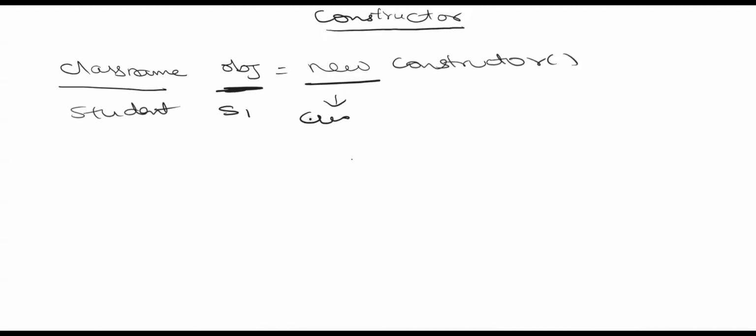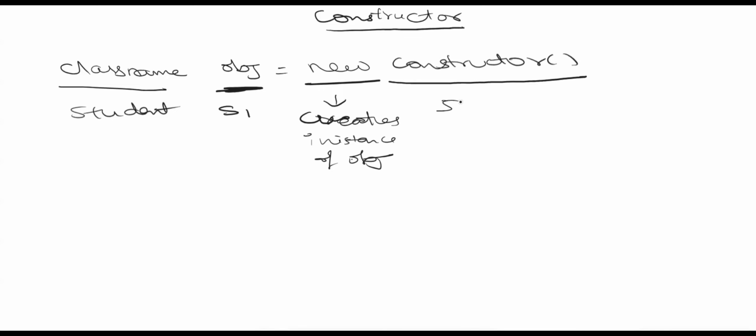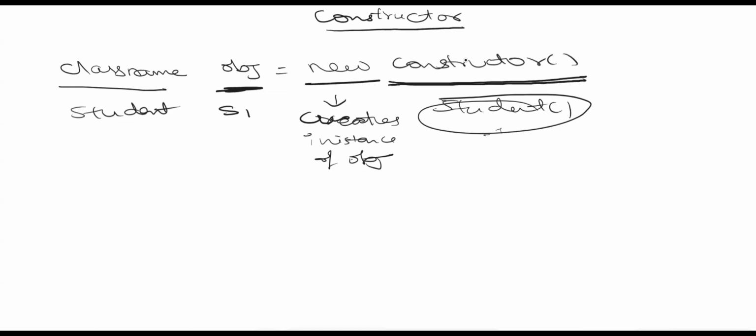New creates an instance of the object. Next is the constructor, which here is Student, written like this. So what is a constructor? It initializes the object. If we don't give this constructor, then the object is not created.